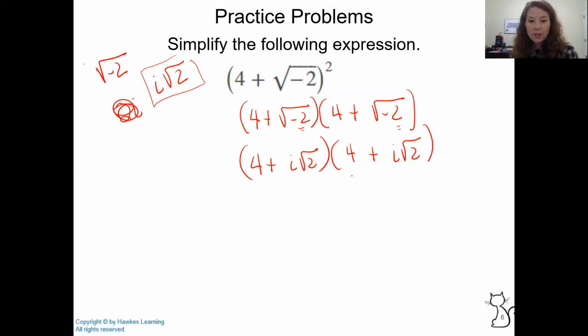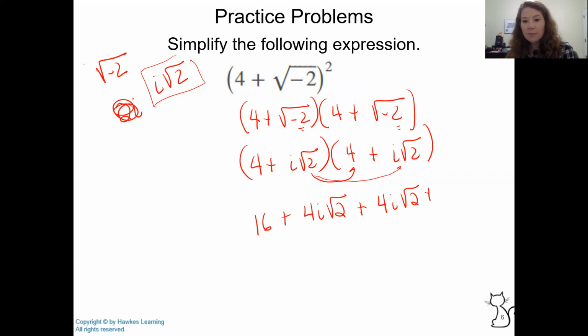So now we're going to FOIL it. 4 times 4 is 16. 4 times i square root of 2 is 4i square root of 2, and then we have those two inside terms, plus 4i square root of 2, and then finally those last two terms, we have plus i squared times the square root of 2 squared, which is 4.